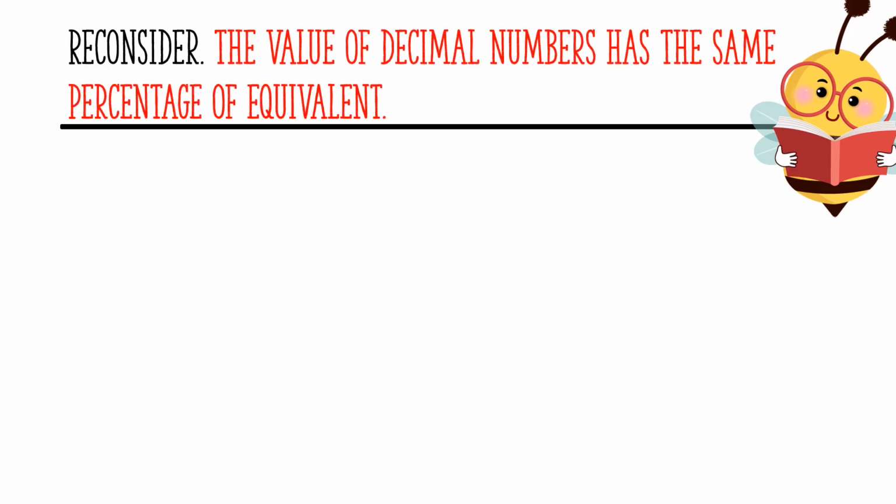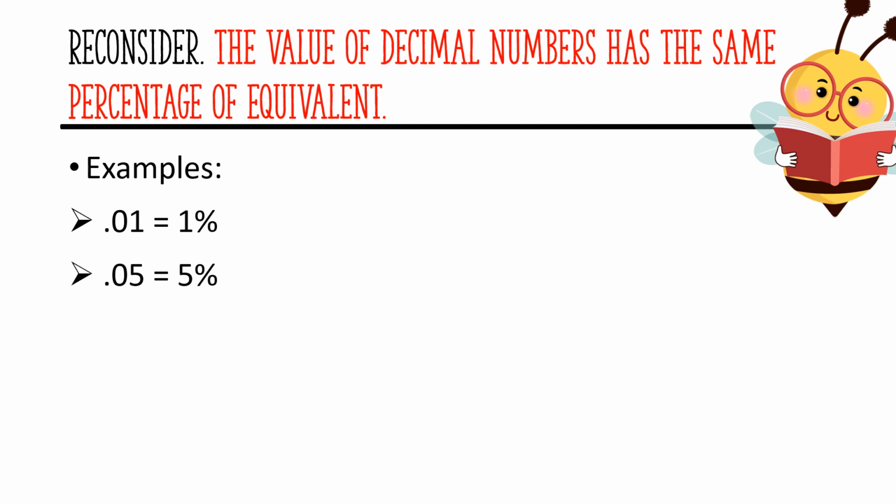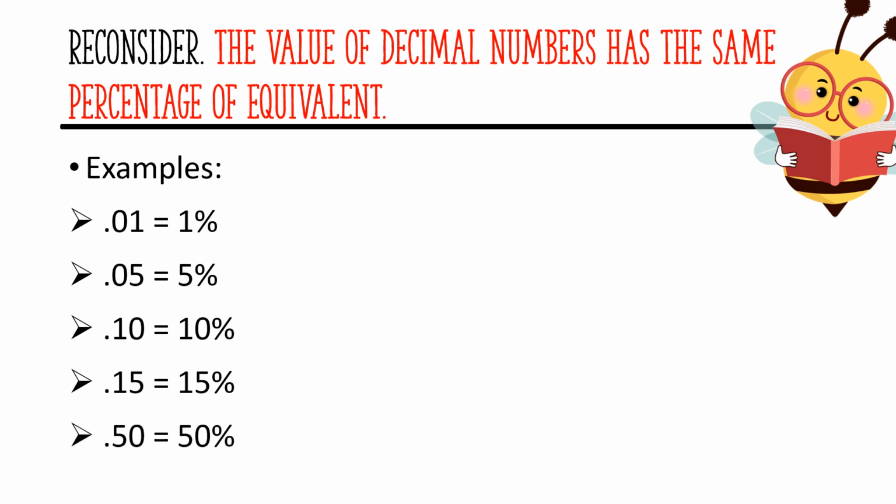All right, on this page, let us reconsider that the value of decimal numbers has the same equivalent percentage. Look at the given examples. 0.01 or 1 hundredth is equal to 1%. 0.05 or 5 hundredths is also equal to 5%. 0.10 or 10 hundredths is also equal to 10%. 0.15 or 15 hundredths is also equal to 15%. 0.50 or 50 hundredths is also equal to 50%.